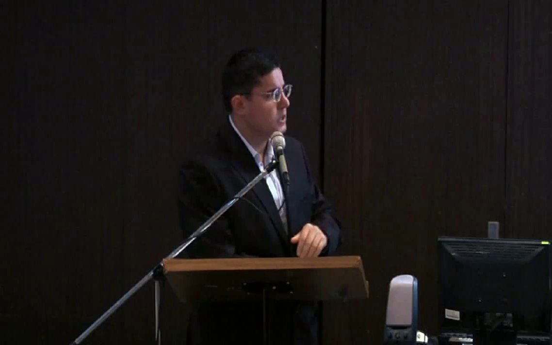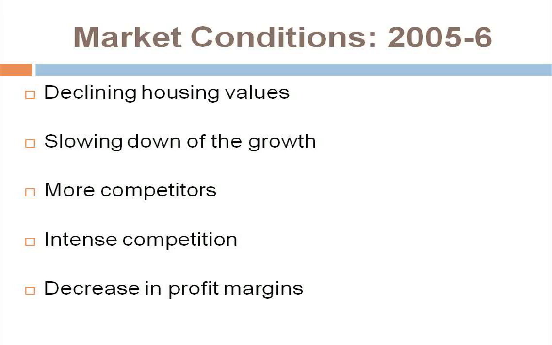So after seeing this framework, the next thing I'm hopefully going to show you is to outline the broader structural conditions of the American economy in 2006 before getting into the individual cases. 2005 and 6 was a kind of turning point in the history of the American economy with reference to housing values. In 2005 and 6, they plateaued and slowly started declining. And also economic growth started to slow down compared to previous years.